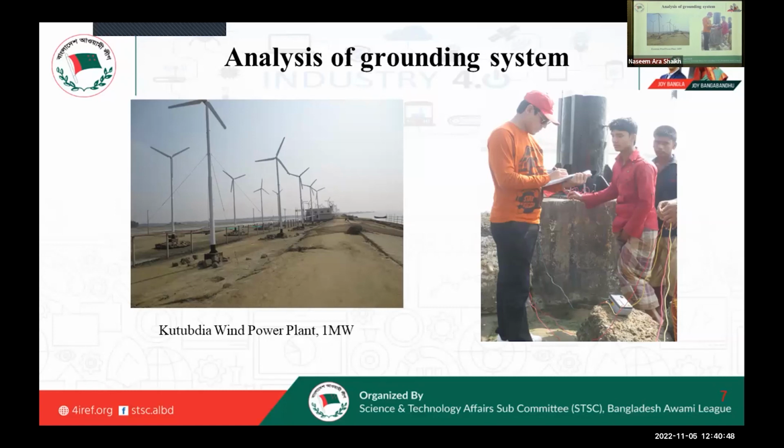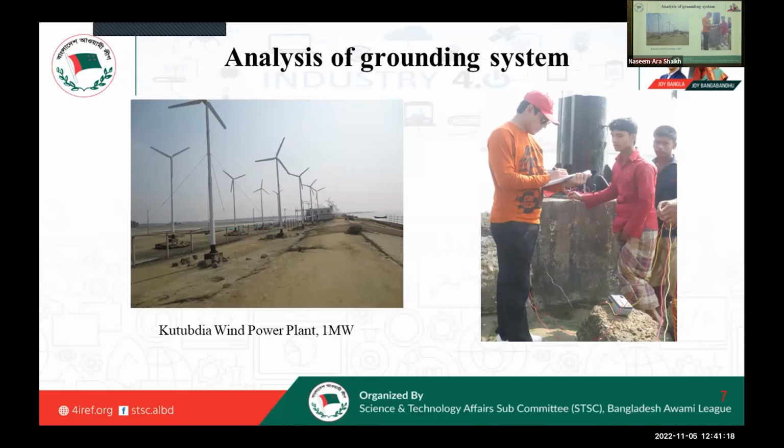And in Bangladesh, due to lack of transport facility and wind speed, installation of big wind turbines is not possible quickly. So the government is planning to install small wind turbines. So this is the picture of Kutubdia wind farm, the first 1000 kilowatt wind farm in Bangladesh.